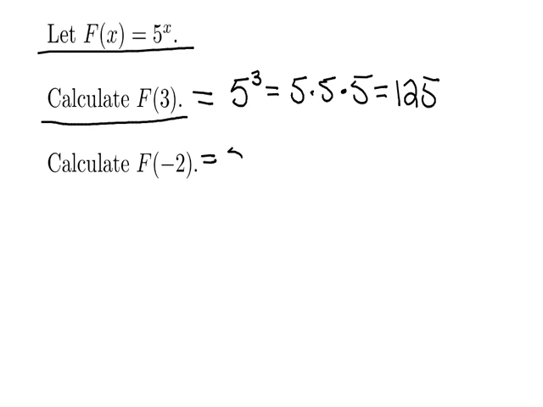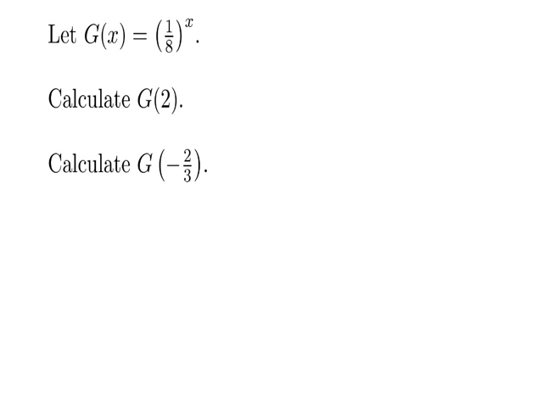Here's the trickier one, 5 to the negative second power for f of negative 2. We need to remember that that turns it into a fraction. We're dividing by that instead. So that's 1 over 5 squared, or 1 over 25.